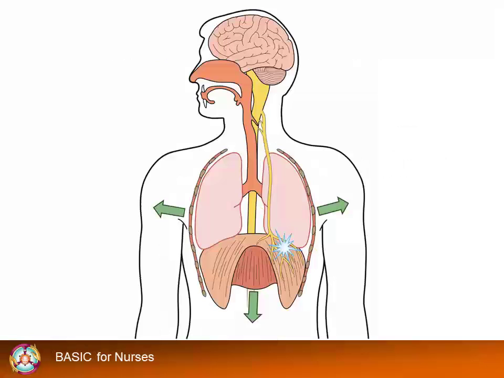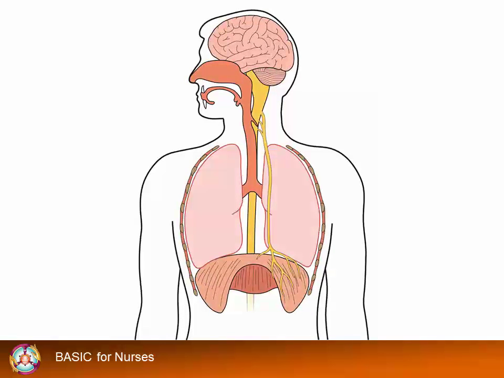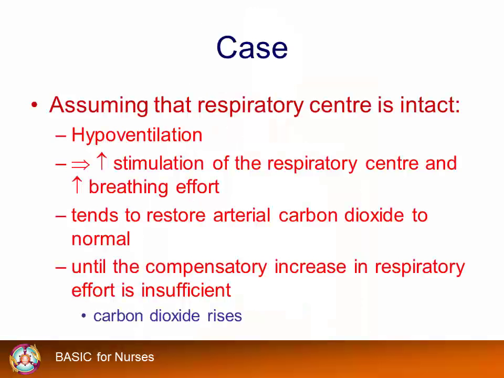Nerve impulses from the brainstem pass to the intercostal muscles and diaphragm, causing expansion of the thoracic cavity. As the cavity expands, the lungs are sucked open. This results in inspiration. Thus, the upper airway obstruction in our patient will result in an increased stimulation of the respiratory centre and an increased breathing effort, which will tend to restore the arterial carbon dioxide to normal until the compensatory increase in respiratory effort is insufficient to do so, and the carbon dioxide rises.